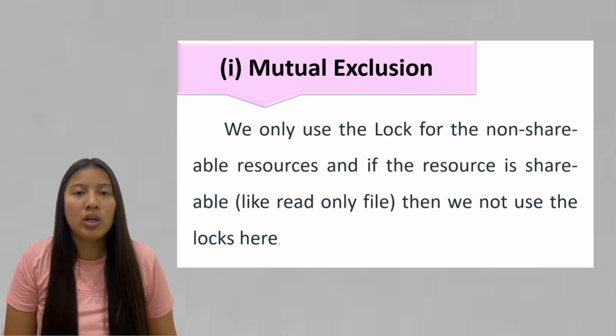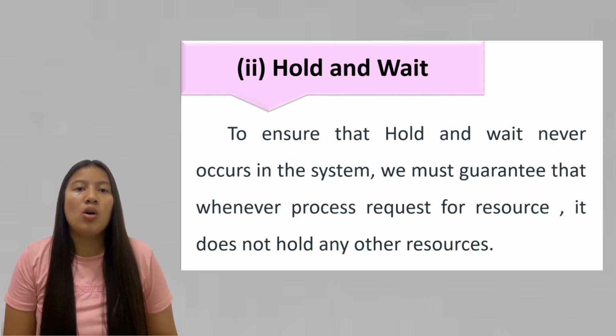First, mutual exclusion. We only use locks for non-shareable resources, and if the resource is shareable, like a read-only file, then we do not use locks. Hold and wait. To ensure hold and wait never occurs in the system, we must guarantee that whenever a process requests a resource, it does not hold any other.